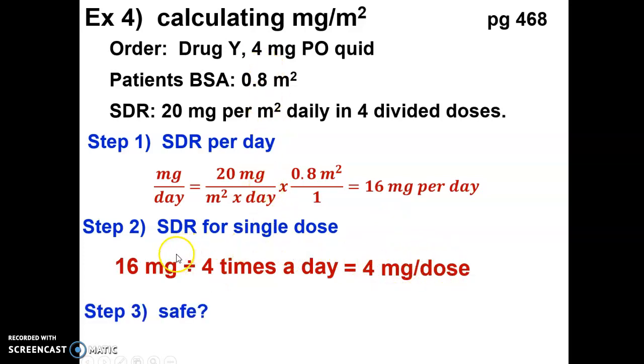So step 3, is it safe? The order said that we had to give 4 milligrams 4 times a day. Yeah, that's looking exactly like what our safe dosage range says. So yes, it is safe to give.